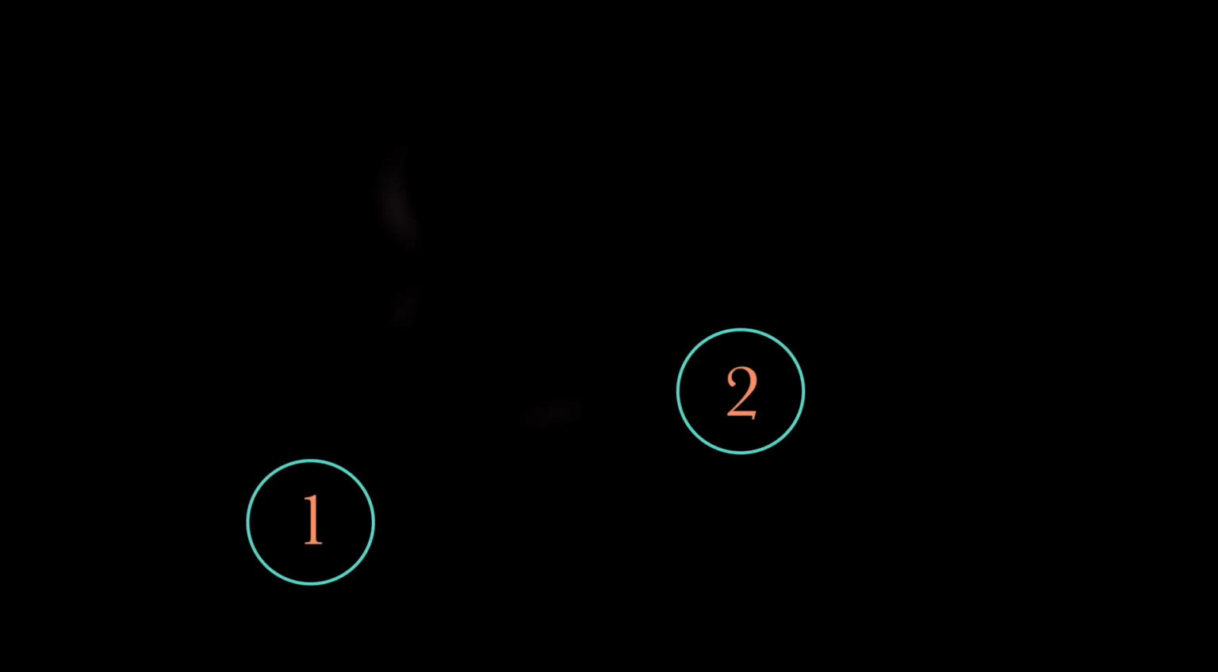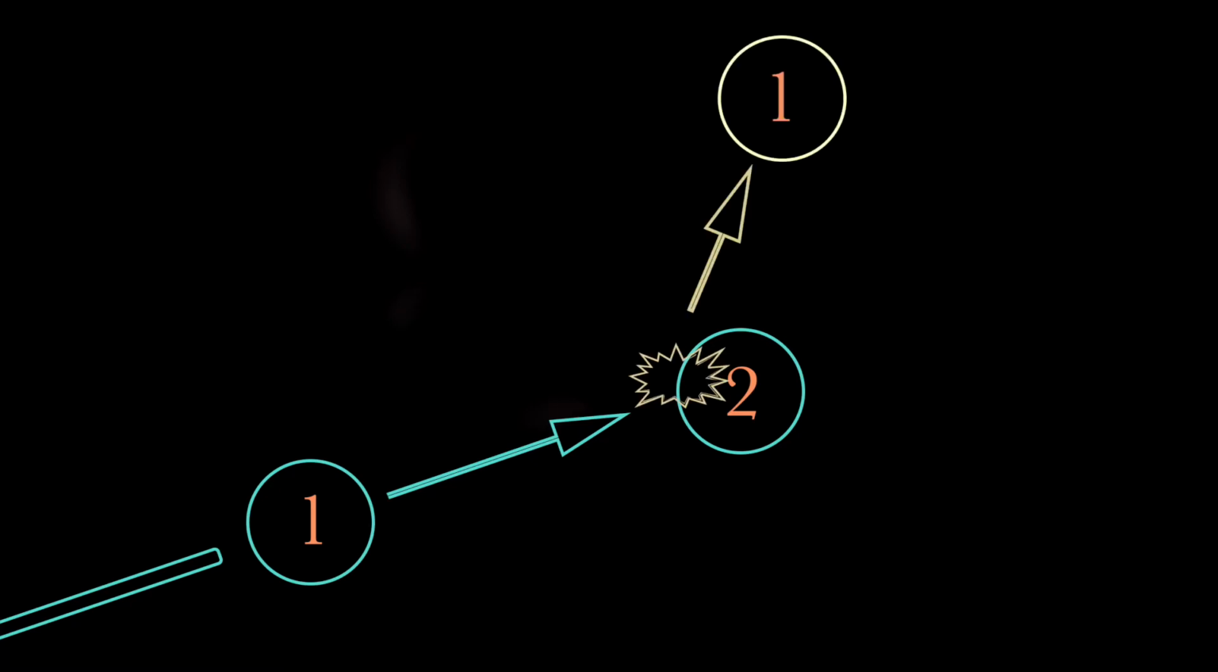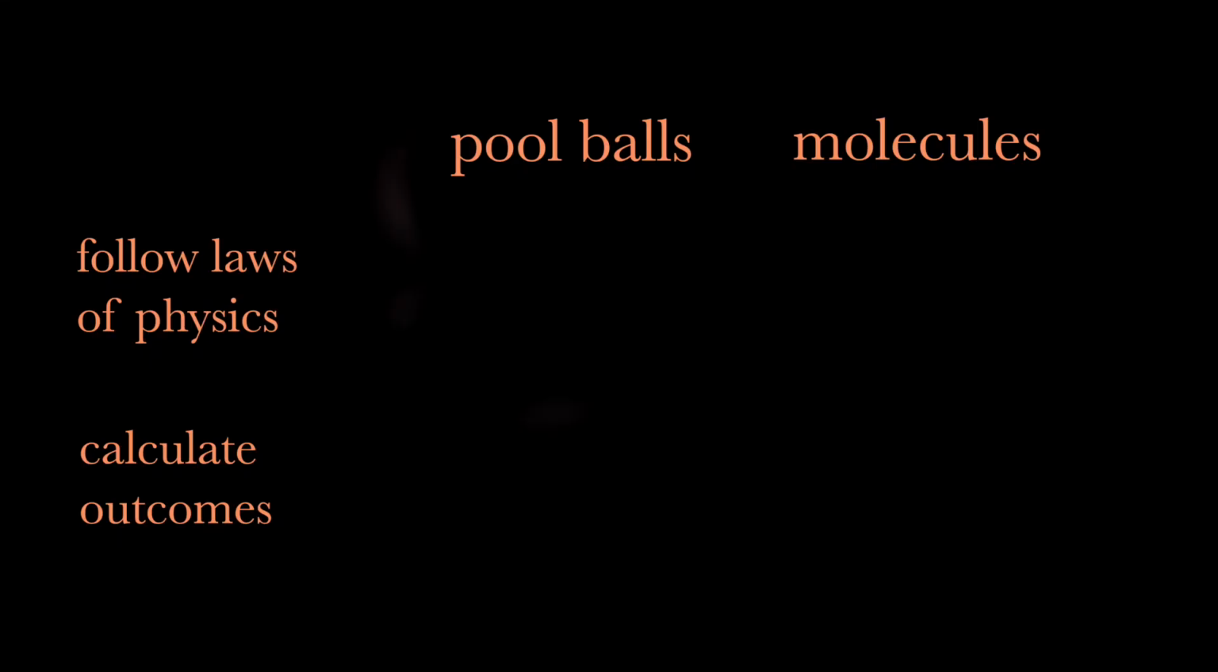Imagine two pool balls sitting on a pool table. You hit ball 1 with the cue stick so it moves toward and strikes ball 2. When they collide, one goes in this direction and 2 in that. Even if you've never played pool, the interaction probably makes sense to you. This is the first step in understanding molecular collisions.